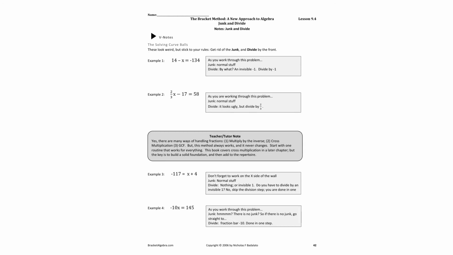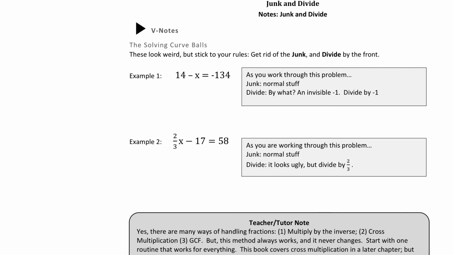Let's start with example 1. Again, we're going to draw a wall. We're going to go to the x side of the wall and get rid of the junk. So we've got a positive 14. So of course we're going to subtract 14. Let our calculator do the work. We end up with negative 148. And again, the biggest mistake you're going to find is that students forget to bring that negative sign down.